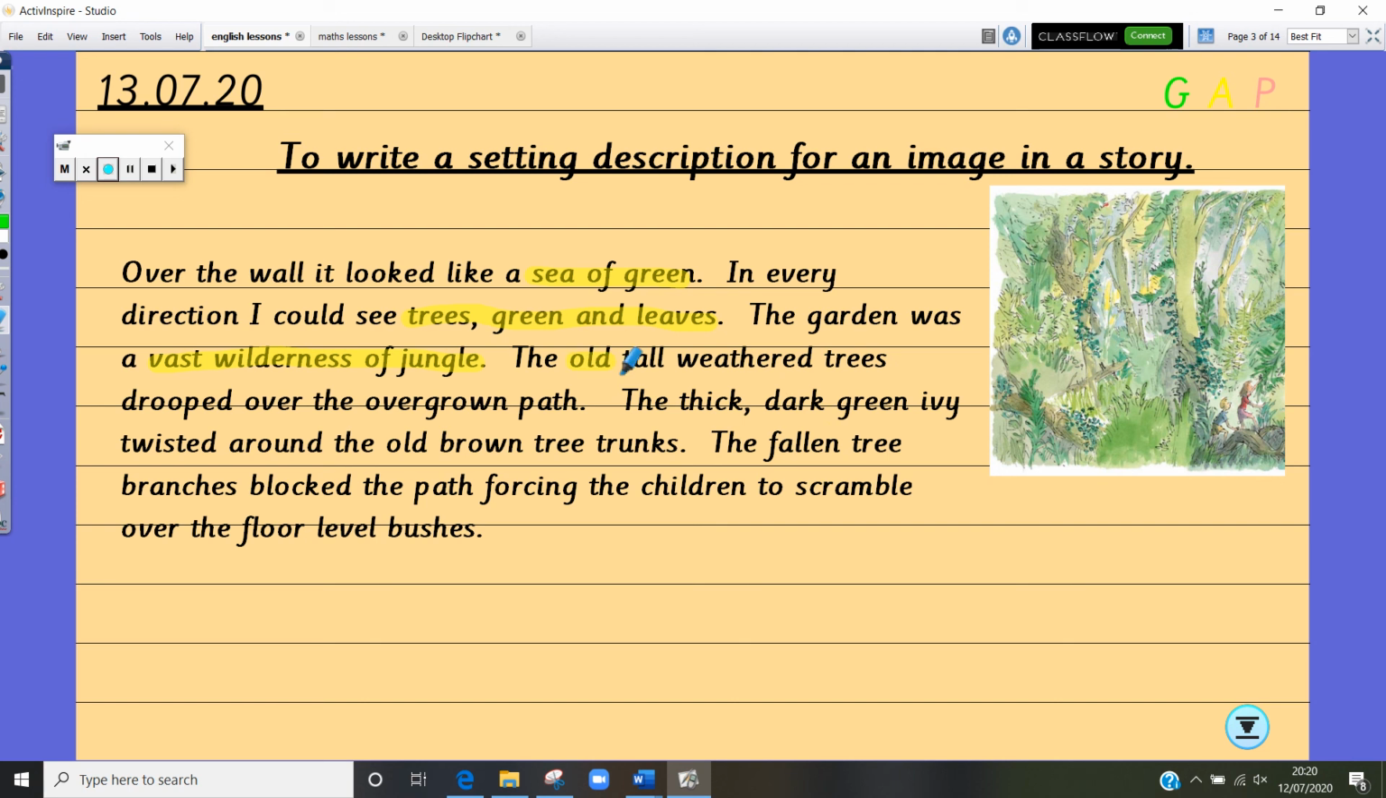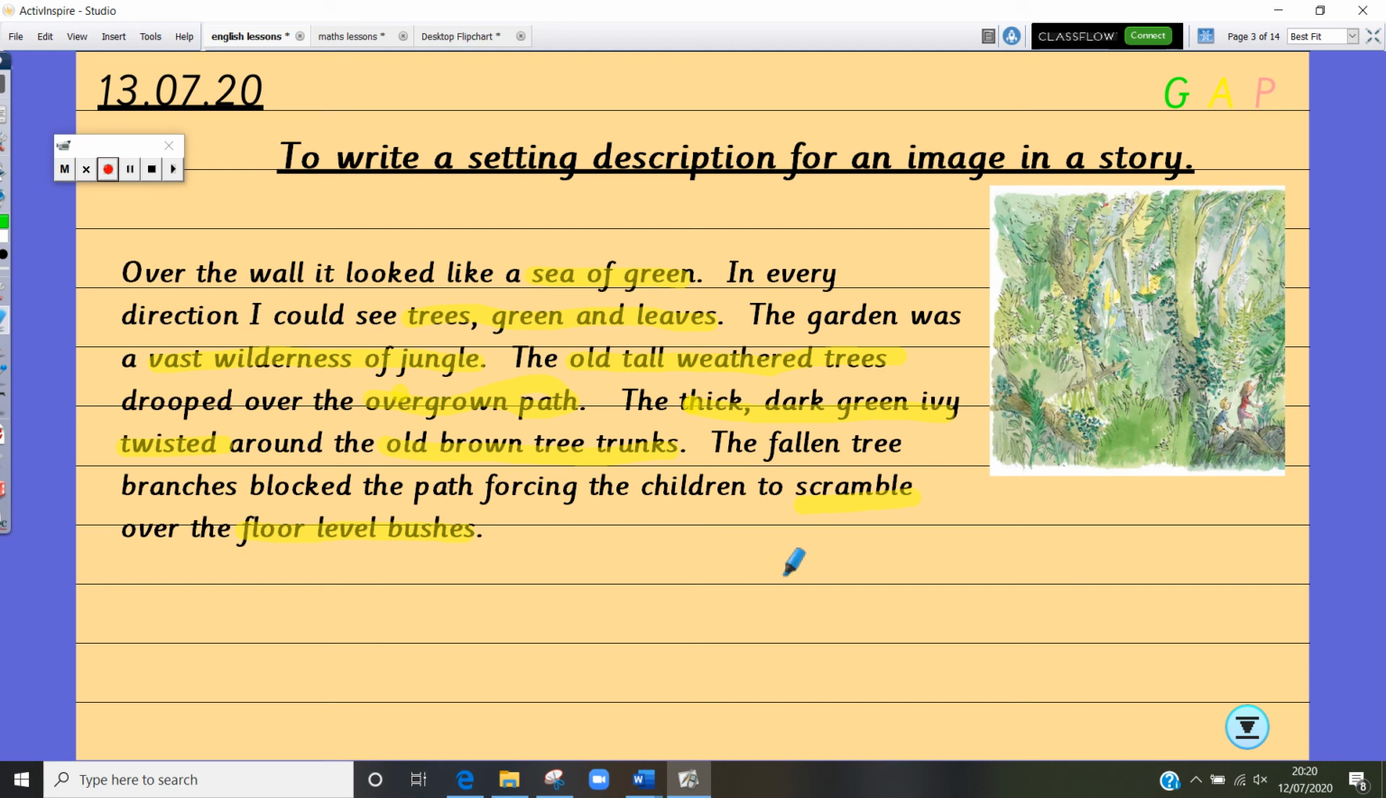The old, tall, weathered trees drooped over the overgrown path. Drooped is a verb, so that's what's happening to them. The overgrown path is describing the path. The thick, dark green ivy twisted around the old brown tree trunks. You get that image of it twisting around. And the fallen tree branches blocked the path, forcing the children to scramble. There's a good verb, scramble, over the floor level bushes. We know it's all on different levels because it's jungle-like.